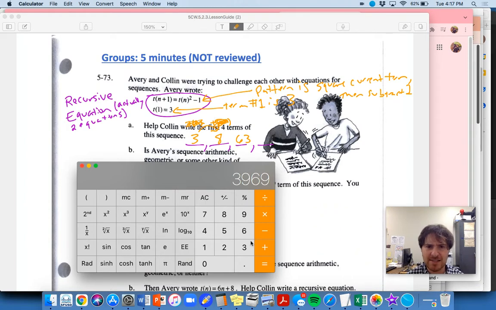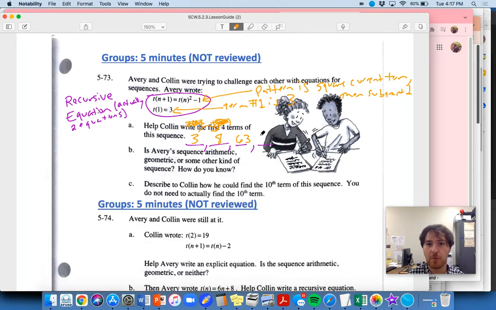Okay, wait, is that right? 63? I feel like that number was off. 63, square it. Oh, there it is. It's right. Subtract 1, and I get myself my fourth term, which is 3968. And there are my first 4 terms.